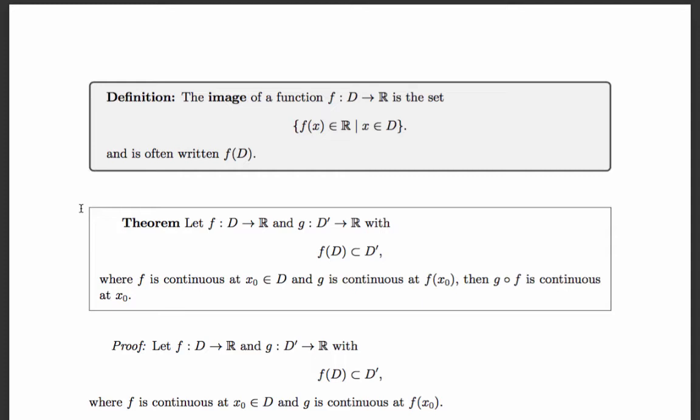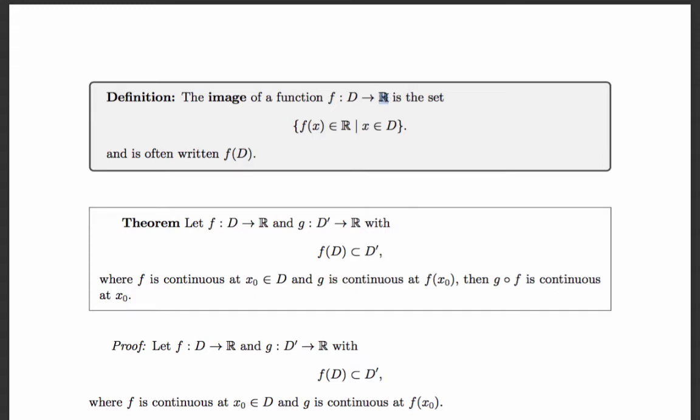Before we get into whether functions of functions are continuous, let's talk about what the image of a function is. It's essentially every outcome of the function when applied to every element of the domain. In other words, it's the set of every number f of x for every x in the domain. And we typically express it as f of D, because we're applying f to every element of D, and the set of outcomes is exactly what the image is.